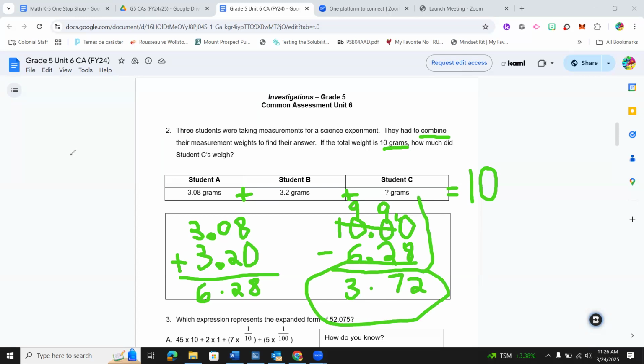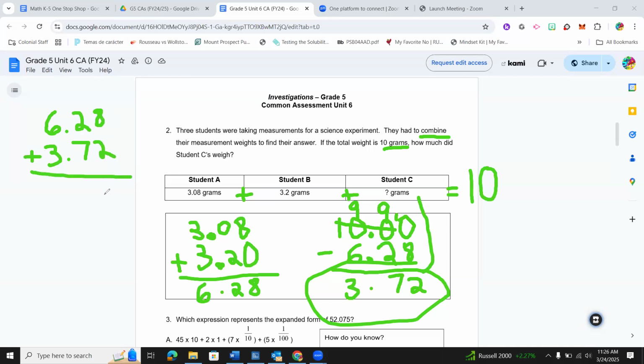How can I double check? Well, if I add student A plus B plus C, I should get 10. Let's see if it's correct. Here's the sum of student A and B. And here's what I think student C is. I'm just going to double check to see if my answer makes sense.